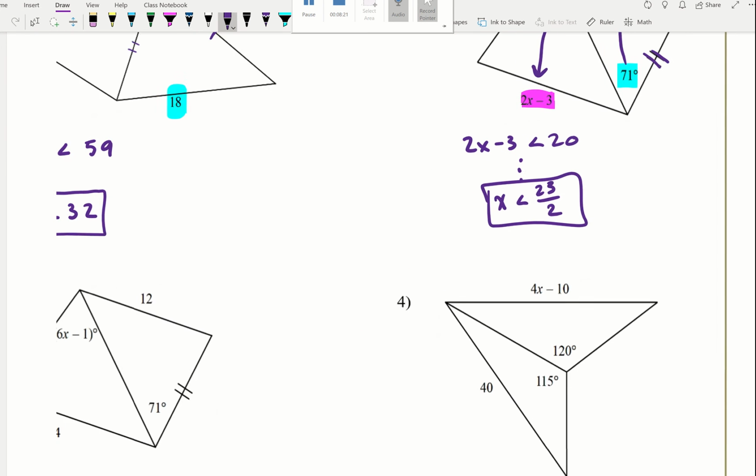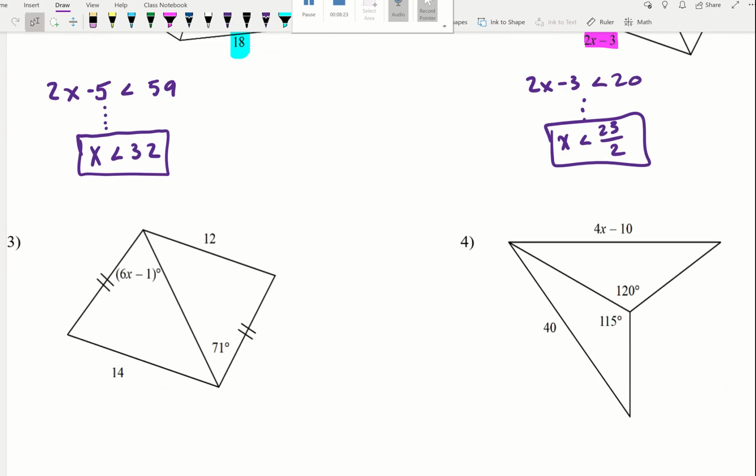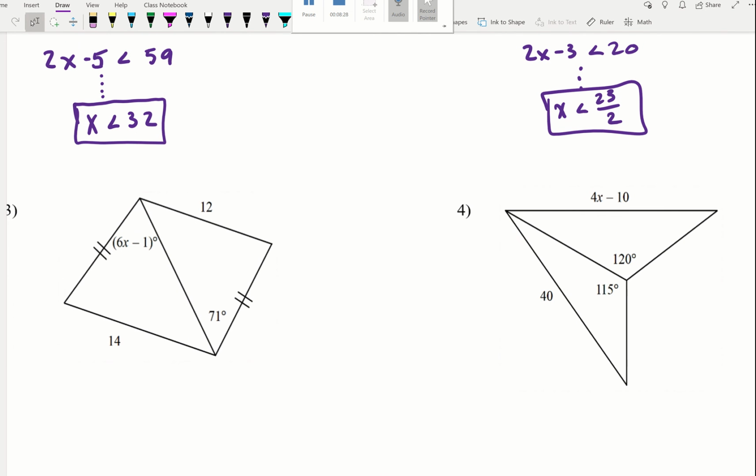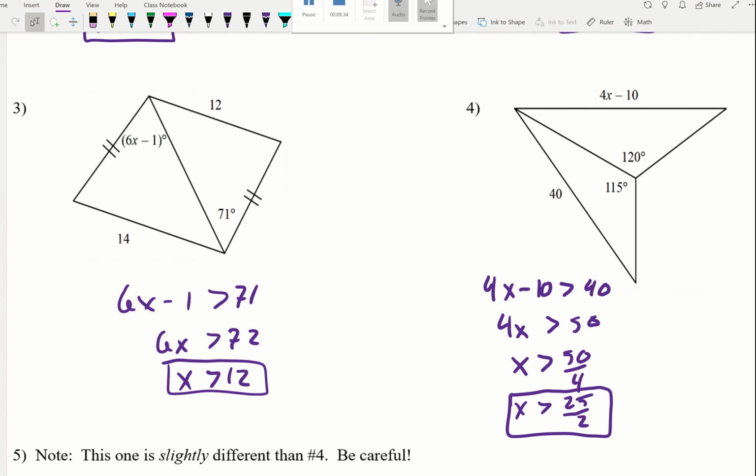So let's go ahead and look at examples 3 and 4. I'm just going to pause it here and let you go ahead and set this up. They're very similar to 1 and 2. Pause the video, work these on your own, come back and check your answers.